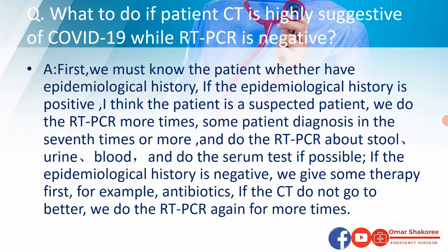If the epidemiological history is positive, this is a suspected patient. If the patient has no positive epidemiological history, they give antibiotics and then recheck the CT again. If the patient has not improved, they do a serial PCR for that patient.